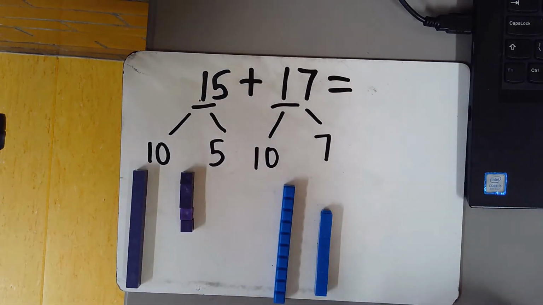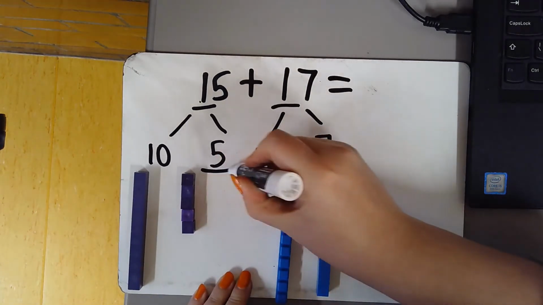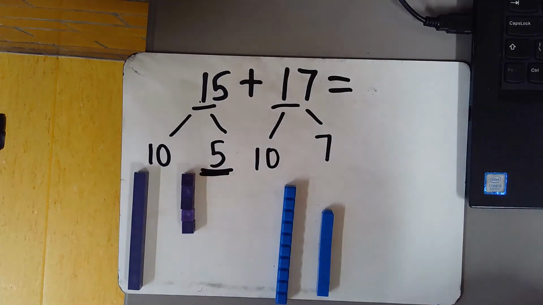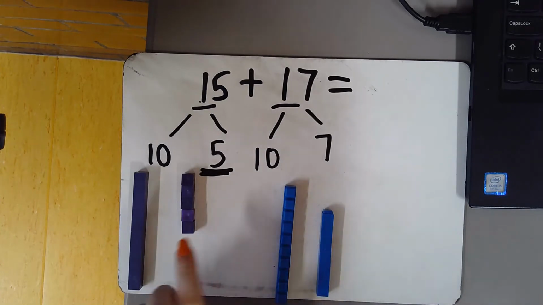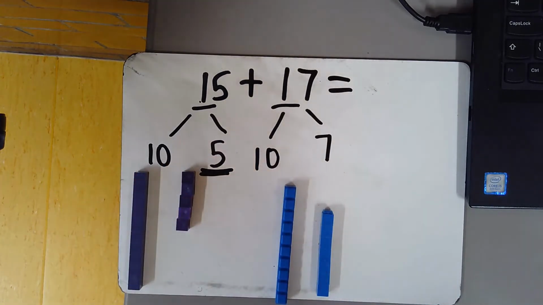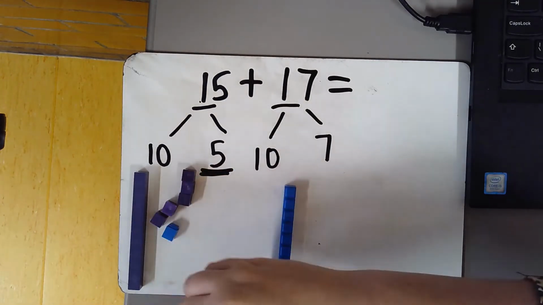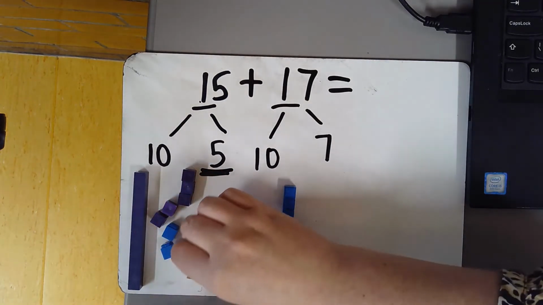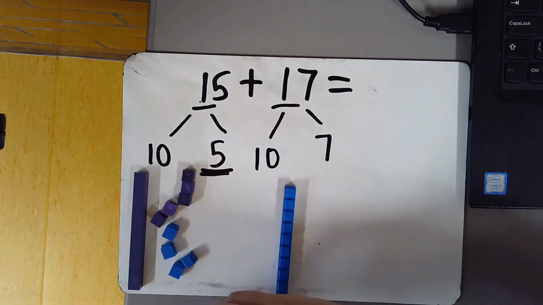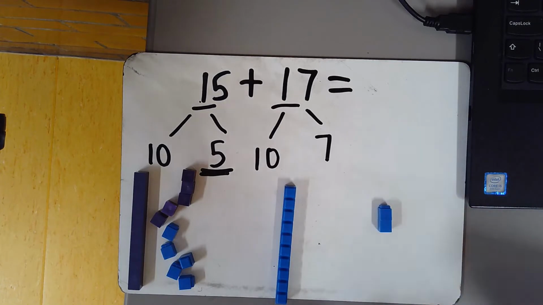Now I keep talking about making 10, but what do I actually mean? Well, when I make 10, I want to know how many more from my first number's ones do I need until I get to 10. So at the moment I've got 1, 2, 3, 4, 5. How many more do I need to add to 5 to get to 10? 6, 7, 8, 9, 10. I've made 10 and I've got 2 left.